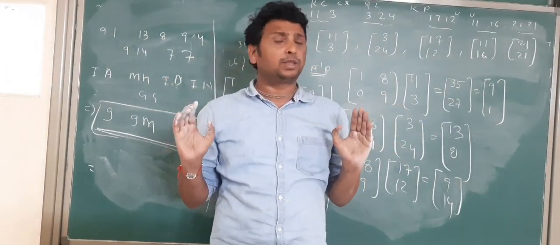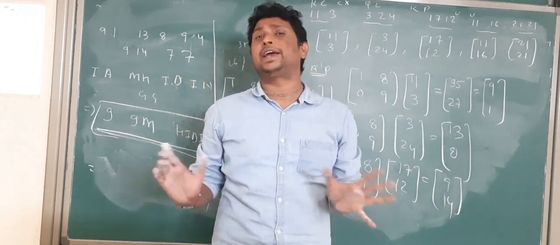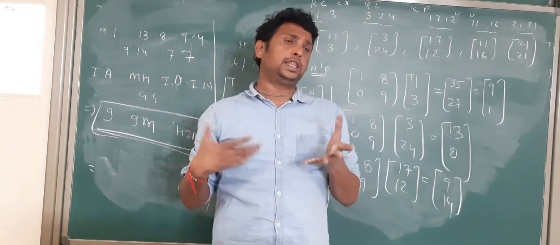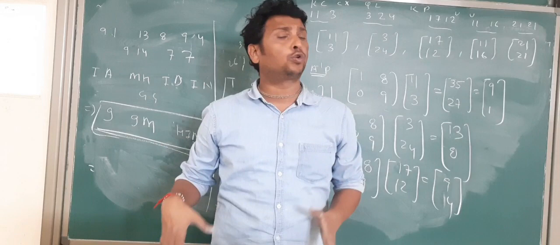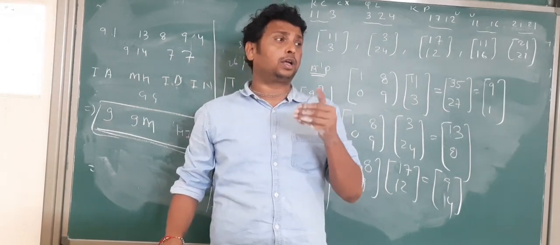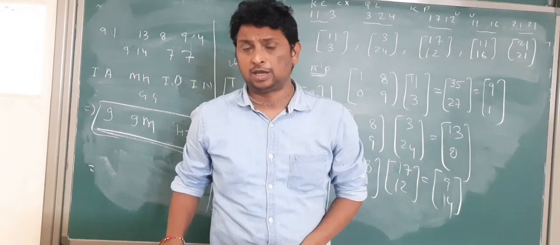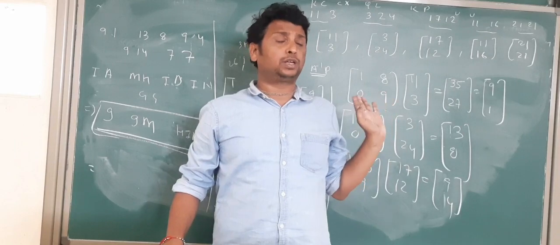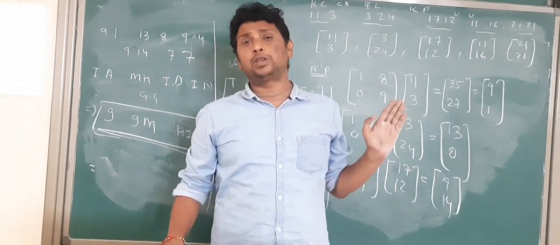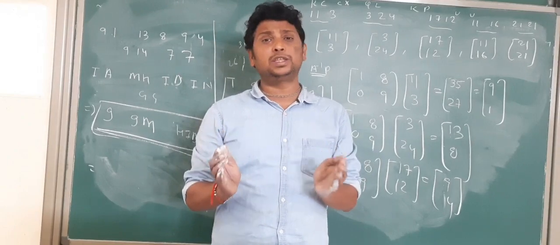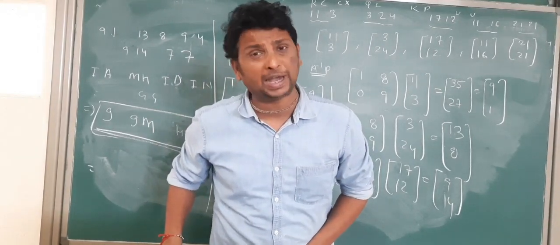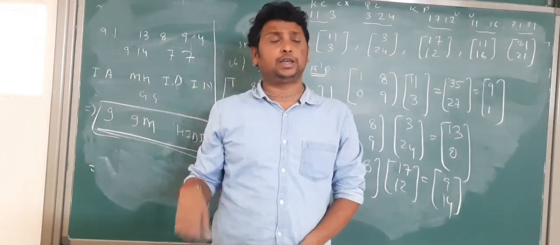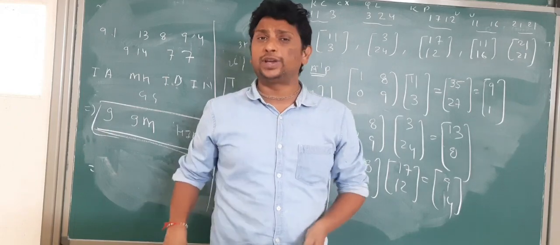Simple thing. The main part is finding A inverse. How do we calculate A inverse? Just as usual, write A inverse for a 2 by 2 matrix, then 1 by 9. Suppose we got the determinant 9. Whatever number you got, it means AD minus BC only, because the determinant of a 2 by 2 matrix in general, if you take a, b, c, d, is AD minus BC.